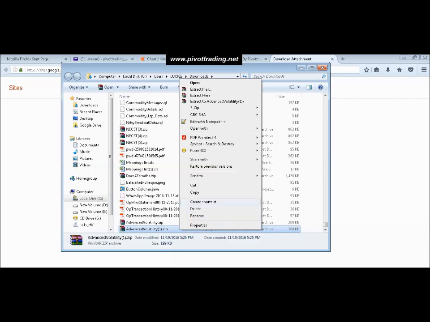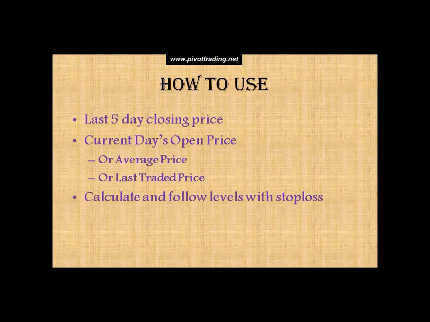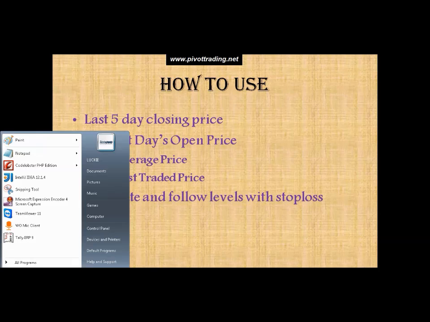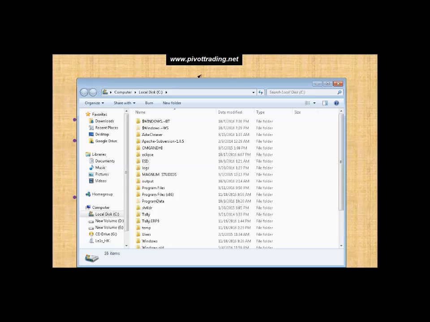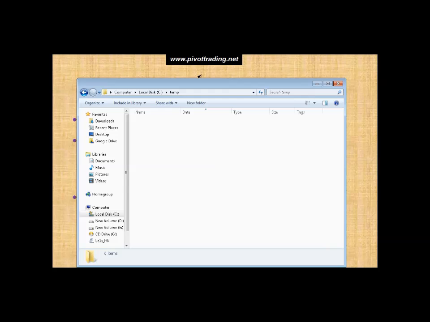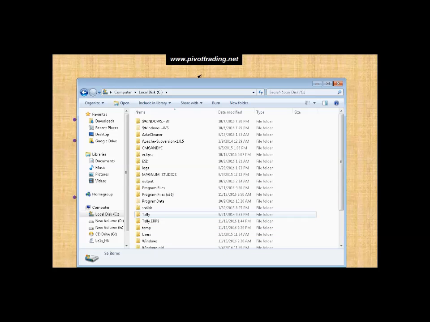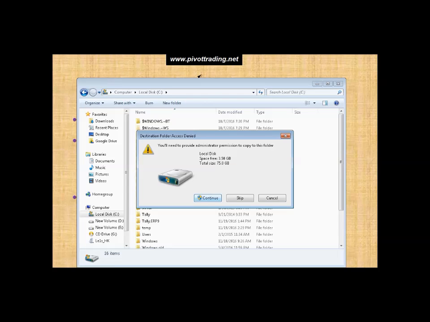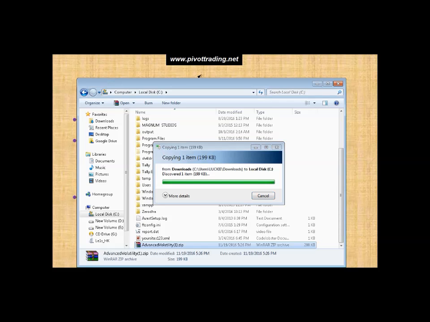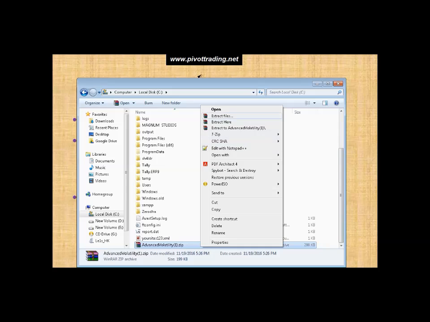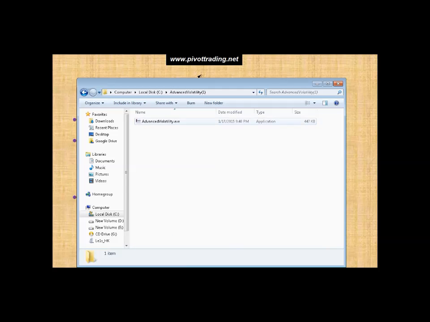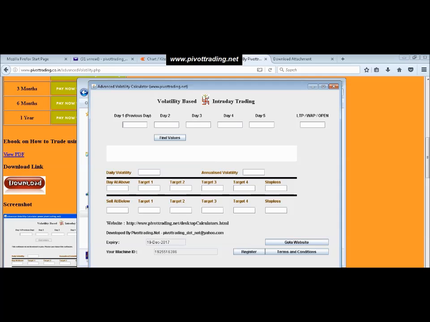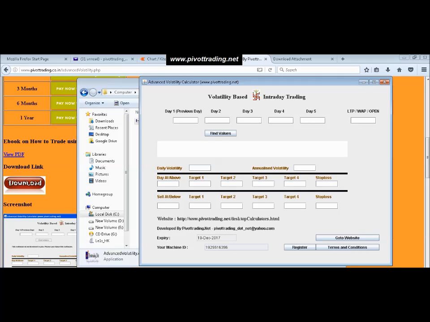Save this attachment. Look at the place where it is getting saved. Copy this. Maybe you can go to your C drive and select some temporary folder, or you can extract it anywhere. Here, let's say I paste it, and then I'm using WinRAR. You can use 7-zip, or any WinZip utility, and just extract to a specific folder. Once that is done, you will get an exe file named advanced volatility.exe. Double click on this exe file, and you will get something of this sort.